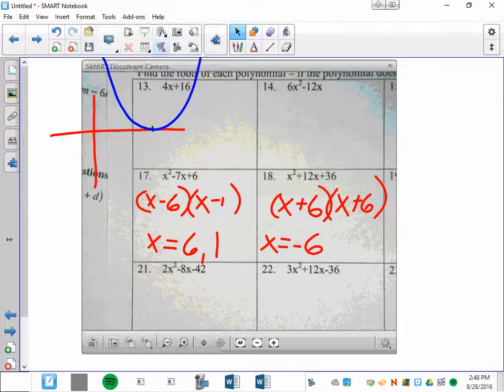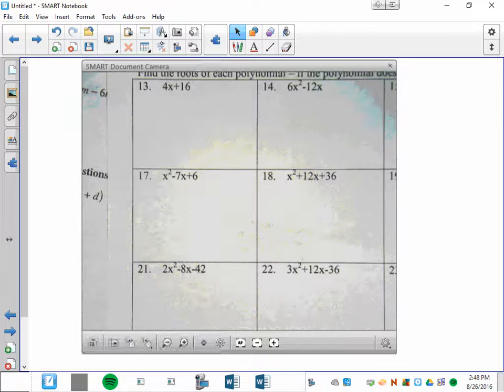And that's actually called a perfect square trinomial. It's x plus 6 squared. Well, in this case, I put it on the wrong side, but you get what I mean. Just flip it all around in your head. Okay.